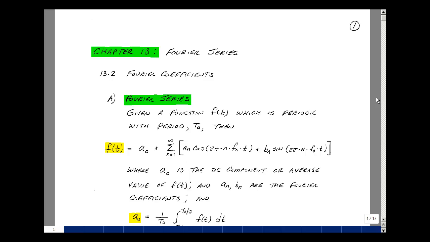This lesson deals with a Fourier series. You can find these notes in the ECE202 ebook in Chapter 13, starting on page 1. Given a function f of t which is periodic and has a period t0, then f of t can be written as the following summation.